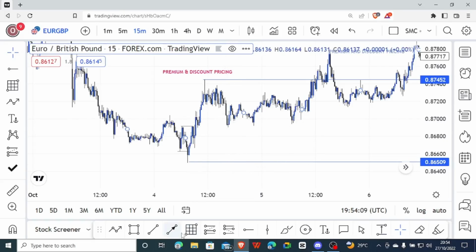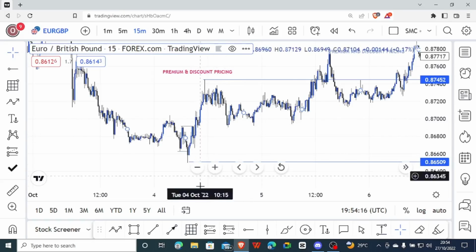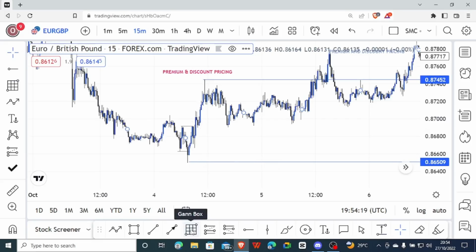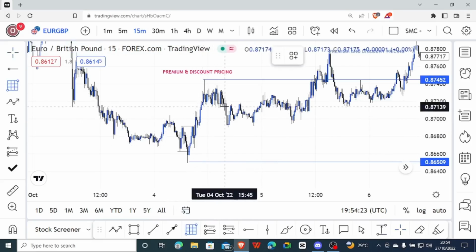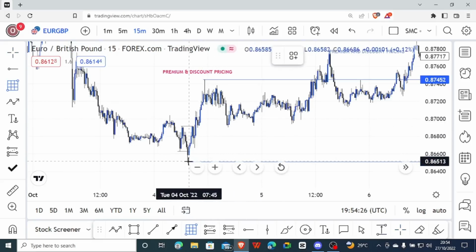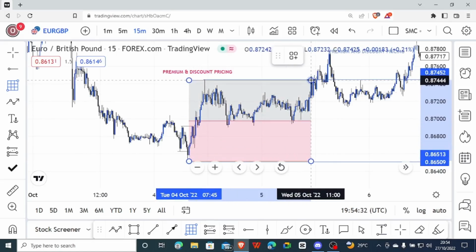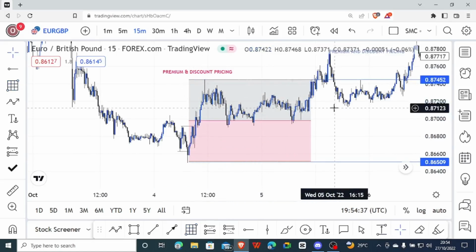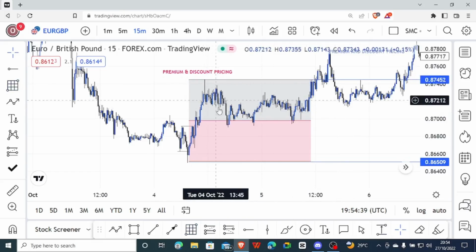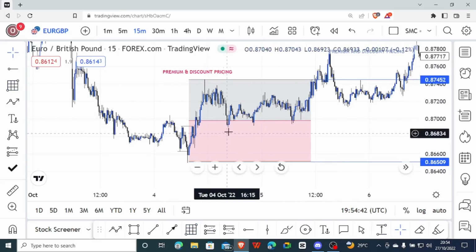Now for you to determine your premium and discount zone, remember there are OBs all over the place, but you want to buy from the extreme, which is your discount zone. Because we are buying, we want to place our flip tool from the bottom. We want to drag it from the bottom to the high of your trading range. See that? Now as you can see, price retraced and came into the discount zone.